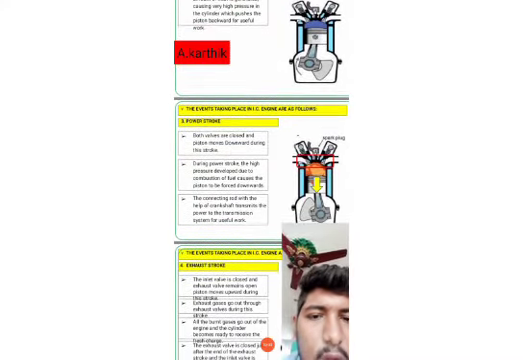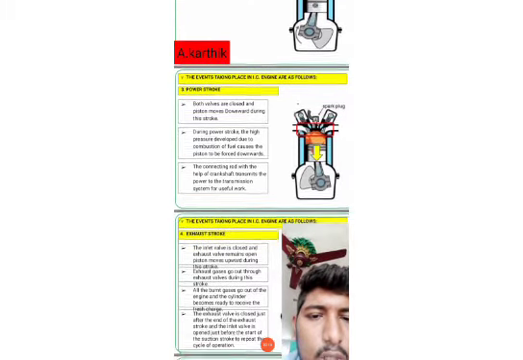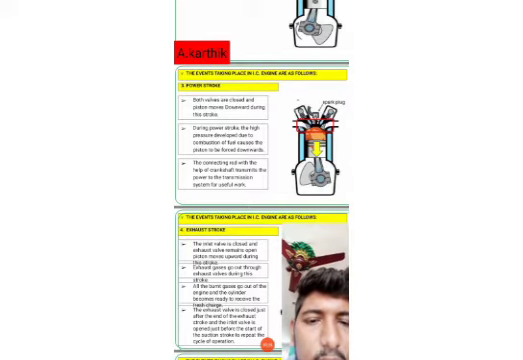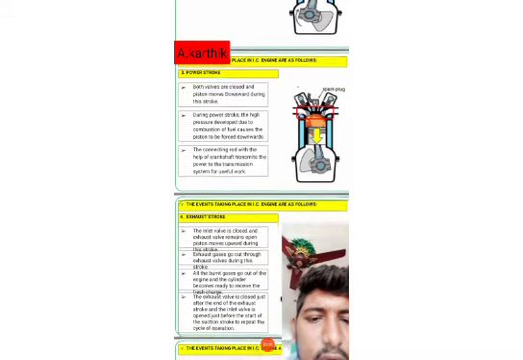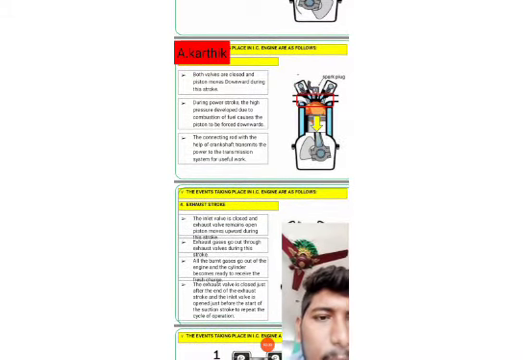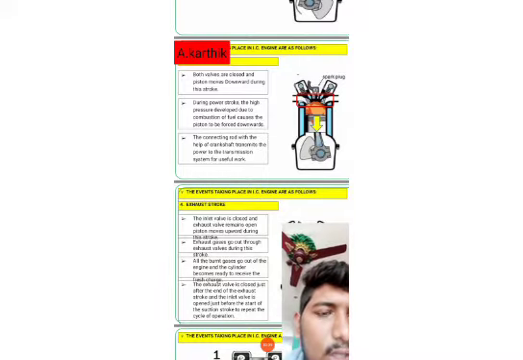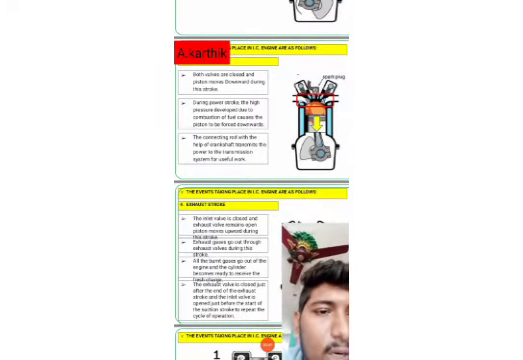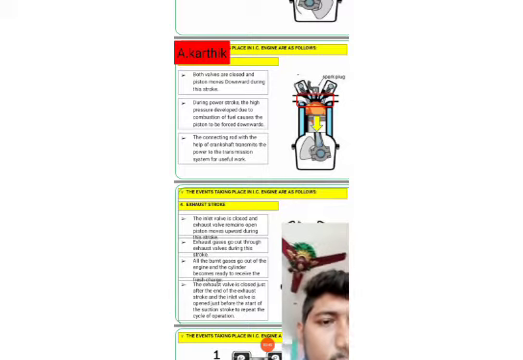Power stroke. Both valves are closed and the piston moves downward during the stroke. During the power stroke, the high pressure developed by the burning fuel causes the piston to be forced in the downward direction. The connecting rod, with the help of the crankshaft, transmits the power to the transmission system for useful work. Observe the diagram: both valves are closed and the spark is produced.